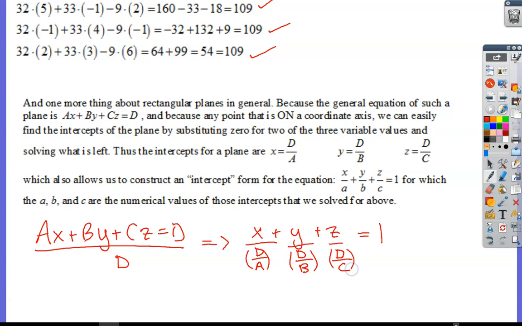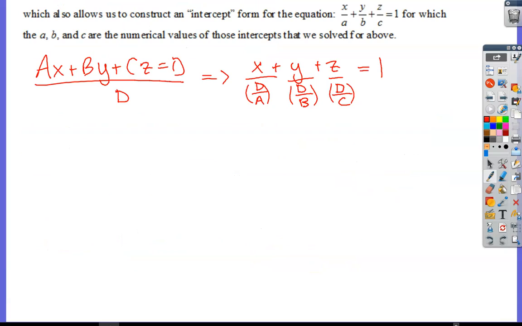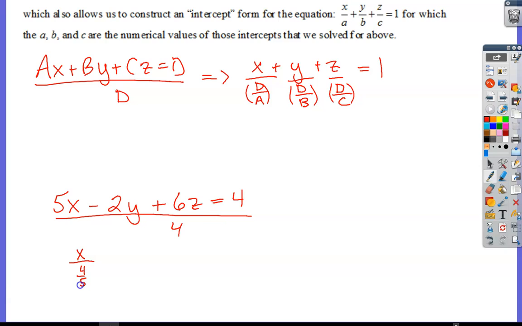So you can change it, and why would you want the intercepts? Well, because then you could graph it. Just to show you a quick example, let me use a nice one. If I had 5x minus 2y plus 6z equals 4, and I divided everybody by 4, I would have x over 4/5 minus y over, technically 4 over negative 2, so negative 2 on the bottom, and then z over 4 over 6, or 2/3, equals 1.